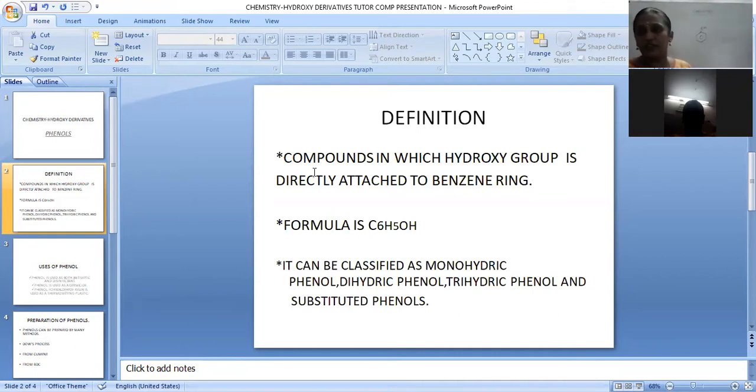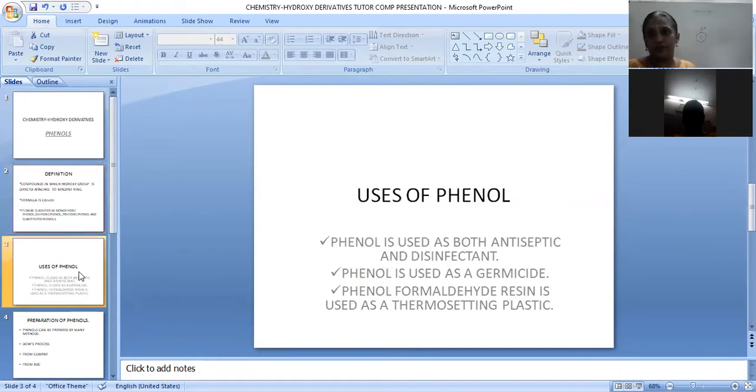See, when we take phenols, why must we learn phenols under a separate category? Everyone will have that thought, right? Because hydroxy derivative itself is a very big concept, so why should we learn phenols separately? That is because phenols have applications in many areas. For example, phenol can be used both as an antiseptic and also as a disinfectant.